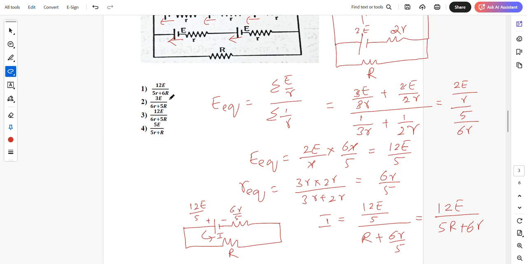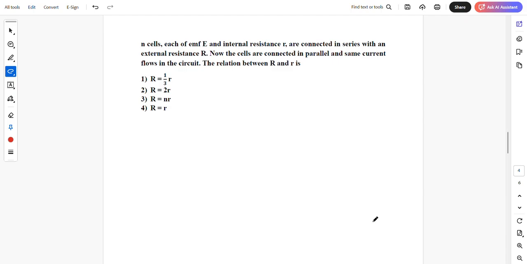Be careful here. This one is the right answer: capital 5R plus 6R, with 12E. 12E divided by 5R plus 6R is the right answer for this one. Now we'll do the next one.